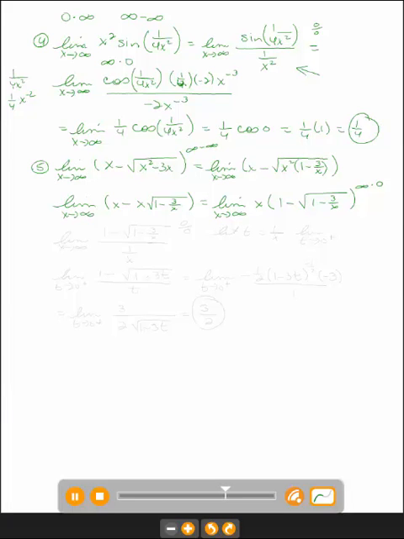So I have to pull somebody downstairs, and I'm going to pull the x. It comes out as an x to the negative 1, which then pulls it down like this. So now if I check it, I get 0 over 0.